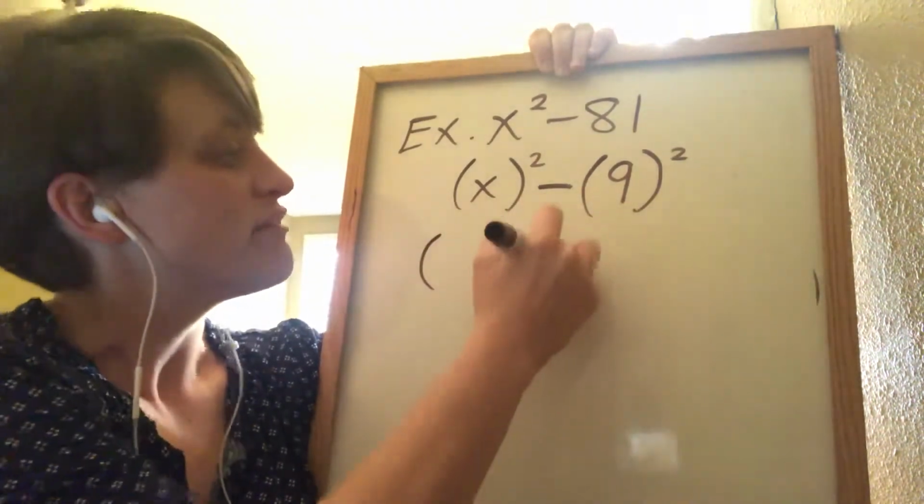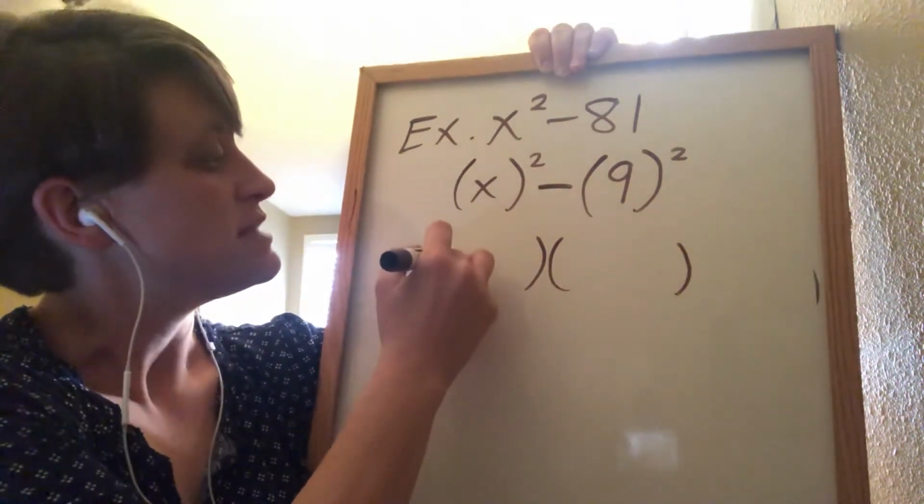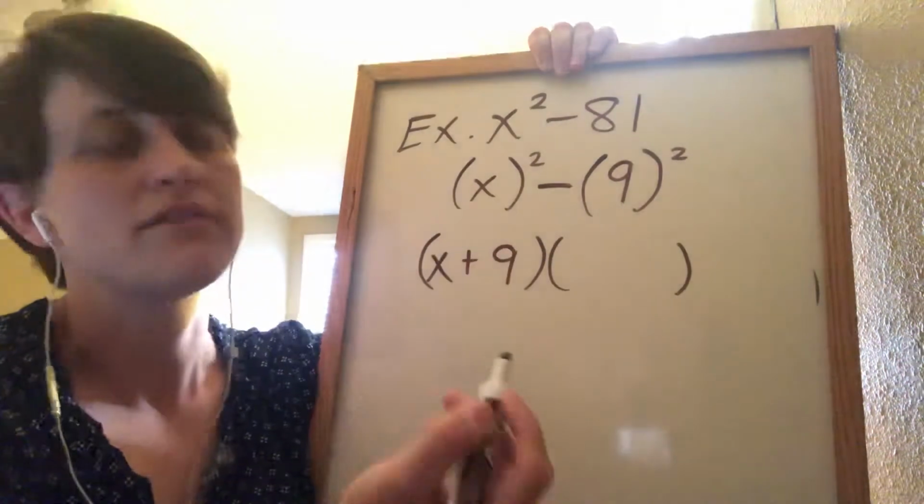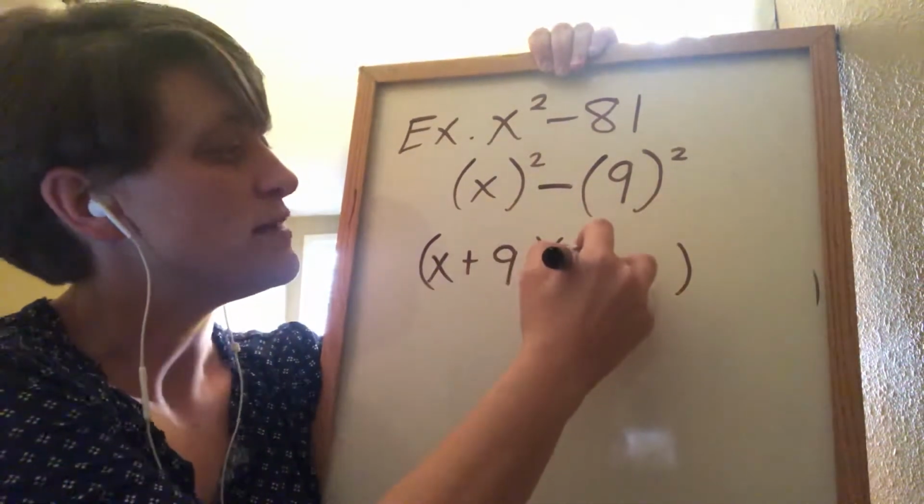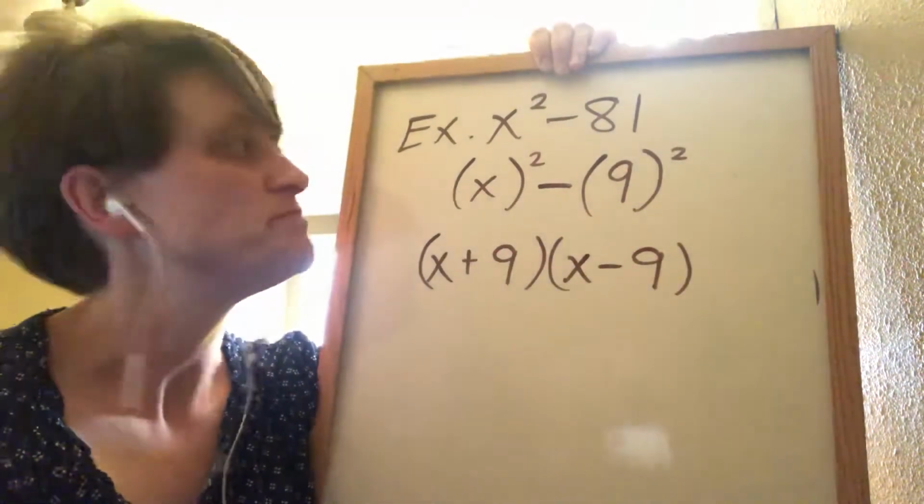So we know what our factors are going to look like right away. We're going to take the things being squared. The first factor will, or one factor, doesn't have to be the first one, one factor will be their sum. The other factor will be their difference.